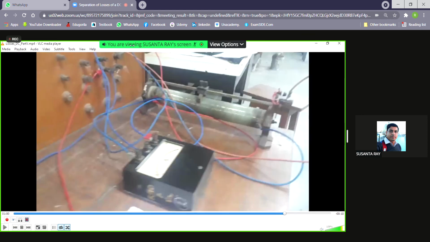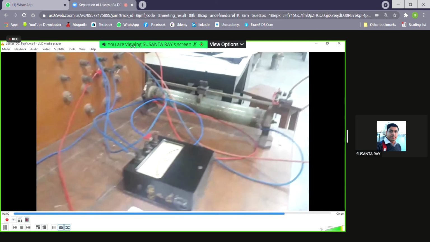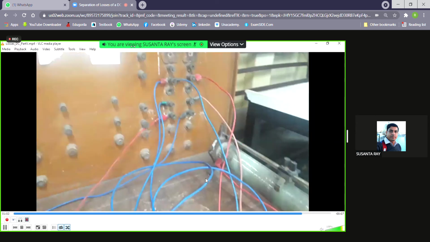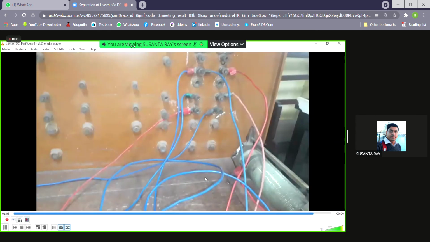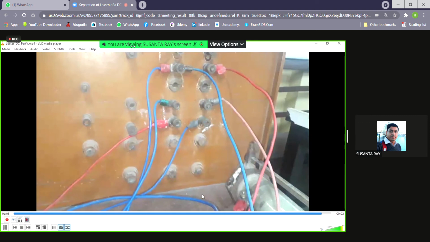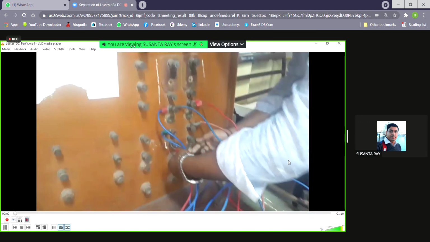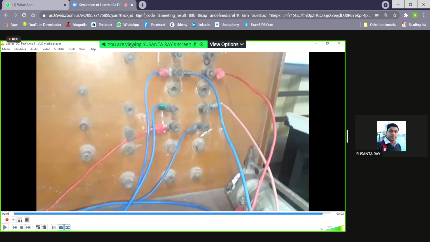So you just see the overall connection again. This is how the generator field is excited via the potential divider, rheostat, and an ammeter to measure the field current. So this is the connection. Final connection you can see here.